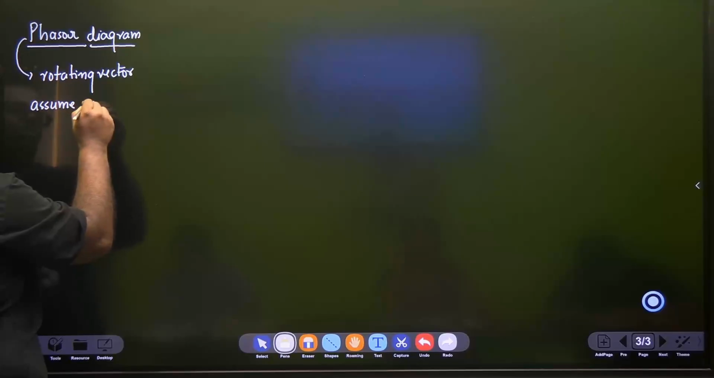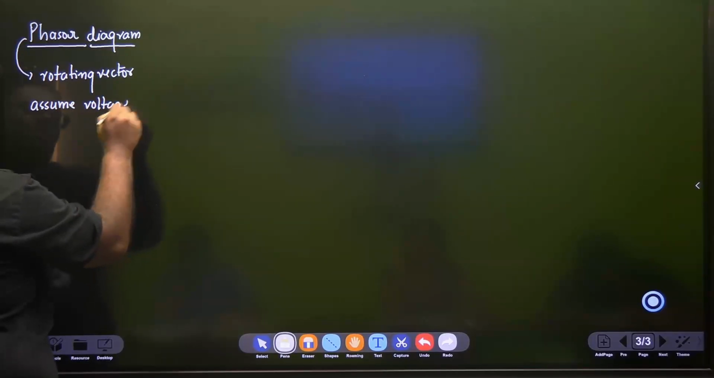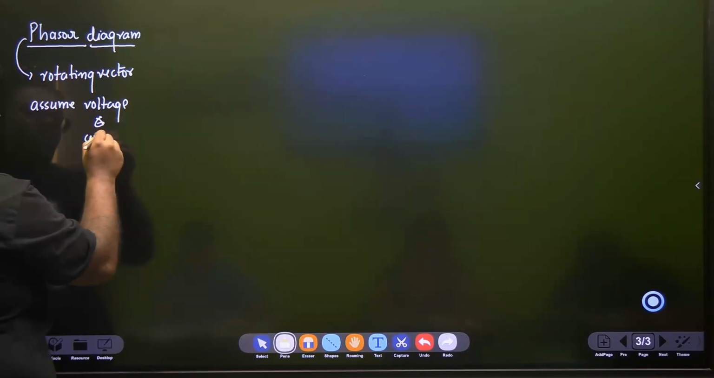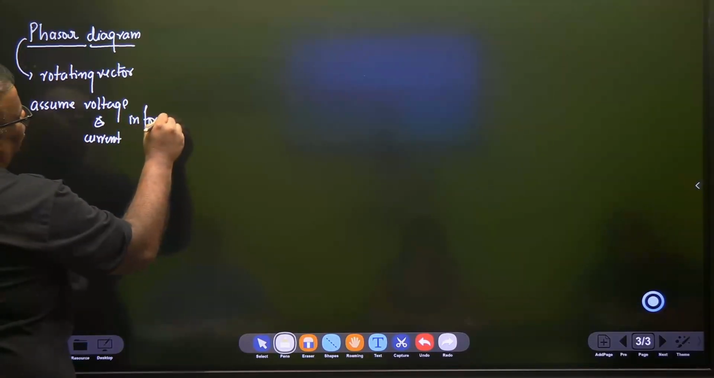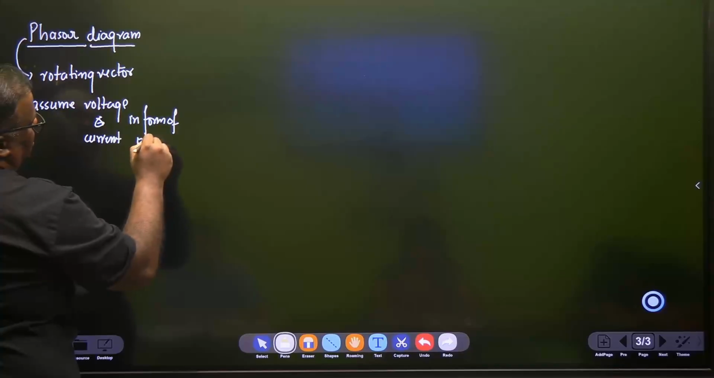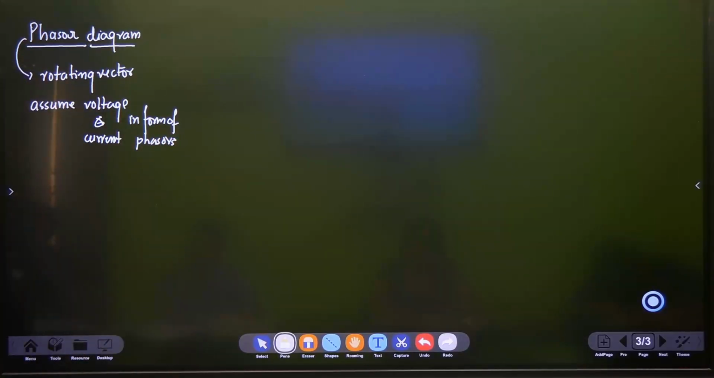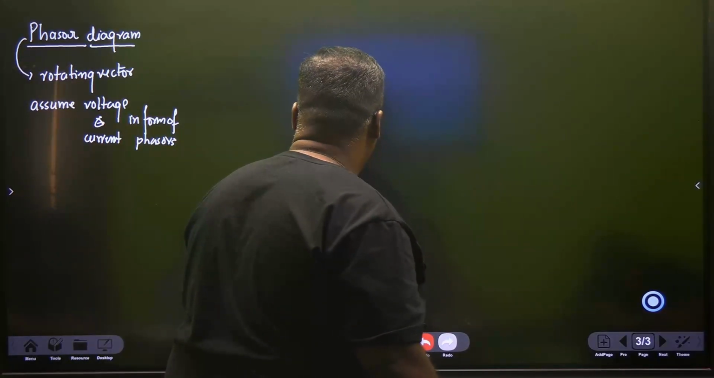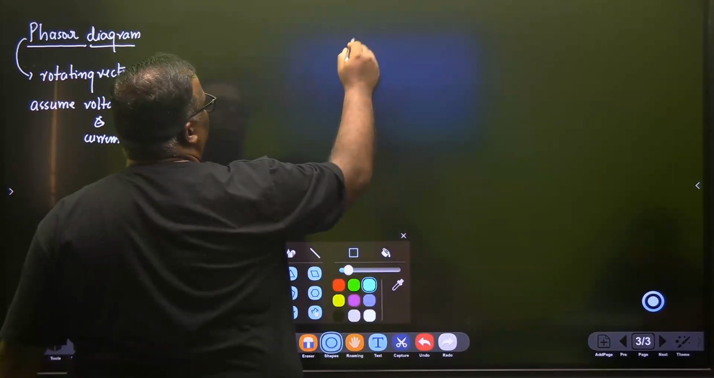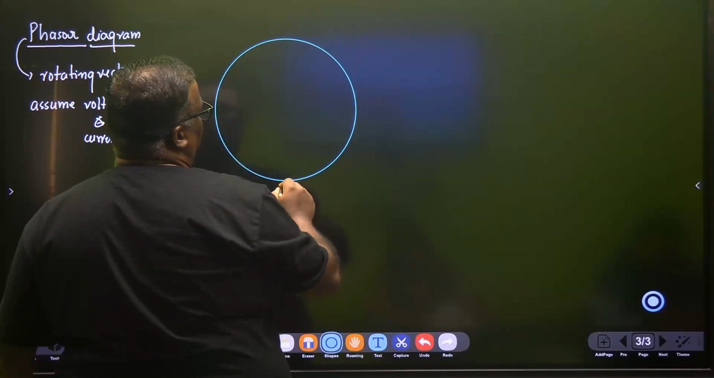assume voltage and current in the form of phasors. I can't use the word that I assume them as vectors because they are not vectors. So I assume them in the form of what? Phasors. What is a phasor? A phasor is a rotating vector. So let's see. This will take some iteration. So you first observe how the diagram gets made, and then only start making any iterations over it.